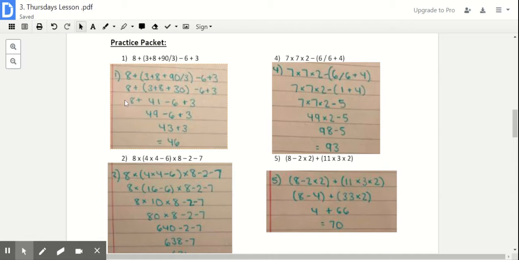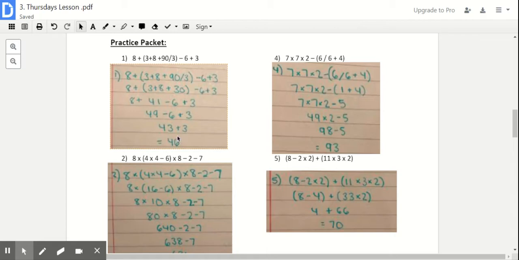So realize I'm working from left to right when I'm going down to the next rows because only addition and subtraction are here. So I just did 8 plus 41, which leads me to 49, and then I'm filling in the rest of the row, which is minus 6 plus 3. 49 minus 6 is 43, plus 3 is 46. So this is my final answer.